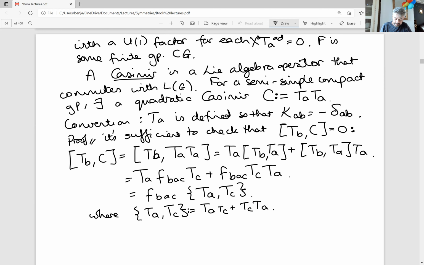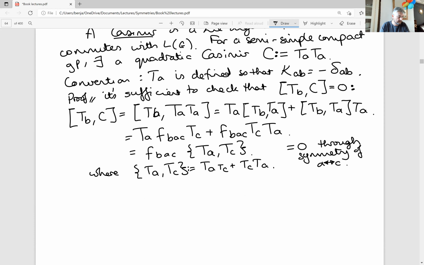Now, the anti-commutator is symmetric in A switching with C, whereas here we have the structure constants, which is anti-symmetric in A with C. So the result is 0 through symmetry of A and C switching. So indeed, we've proved that this operator is a quadratic Casimir. Quadratic, of course, because it's just the product of two of these basis elements of the Lie algebra.